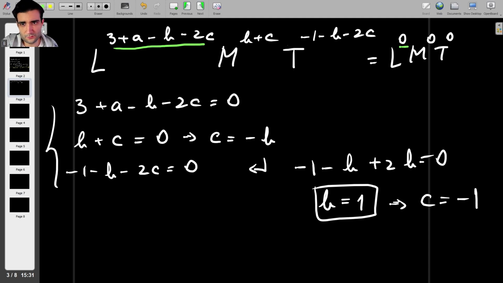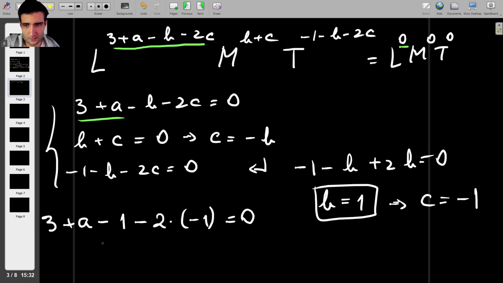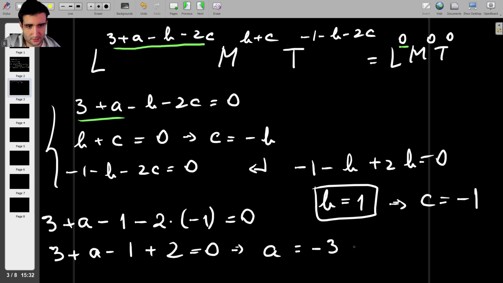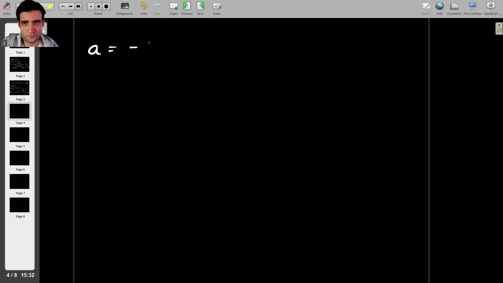And then we can use that to find what A is from the first equation. So that's 3 plus A minus B, which is minus 1, minus 2 times C, so minus 2 times minus 1. So 3 plus A minus 1 and then plus 2, that's equal to 0, which means A is equal to minus 3 minus 2 plus 1, which is going to be equal to minus 4. So that's it. We have A is equal to minus 4.